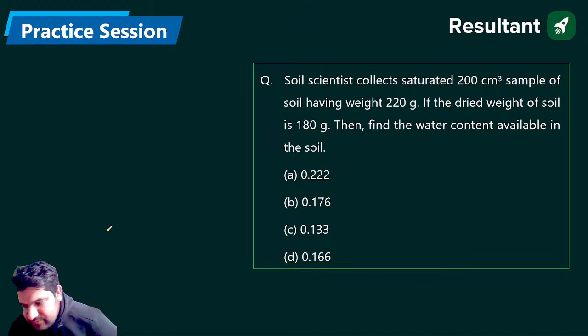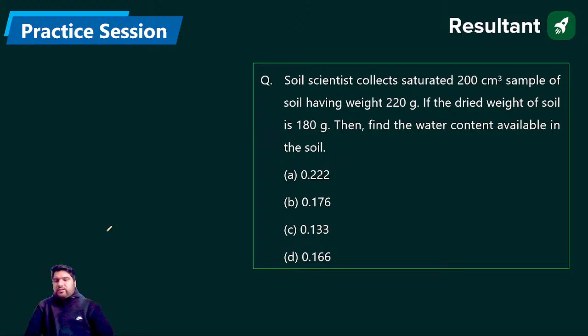Next question. The question says here, the scientist collected a saturated soil sample which has a volume of 200 centimeter cube and a weight of 220 grams. After that, if the dried weight of the soil is 180, then the water content is? How can you calculate the water content?